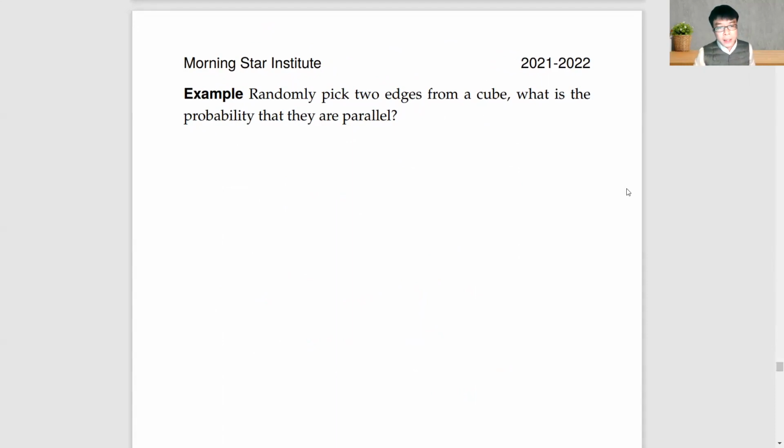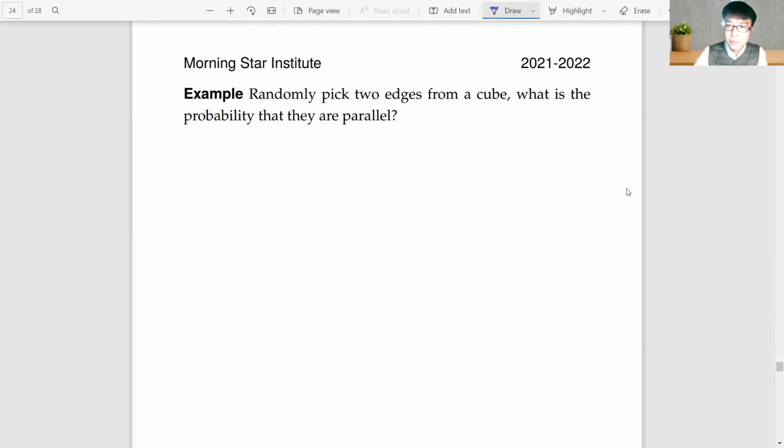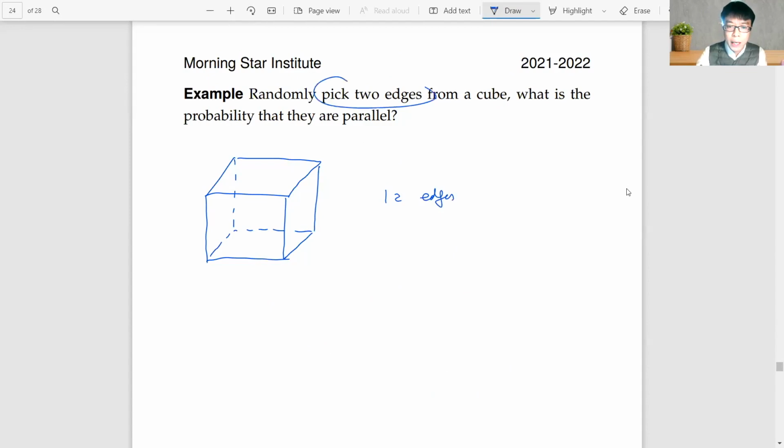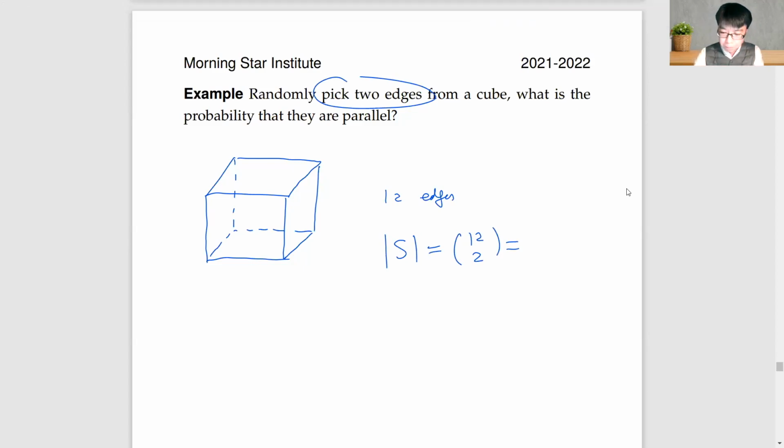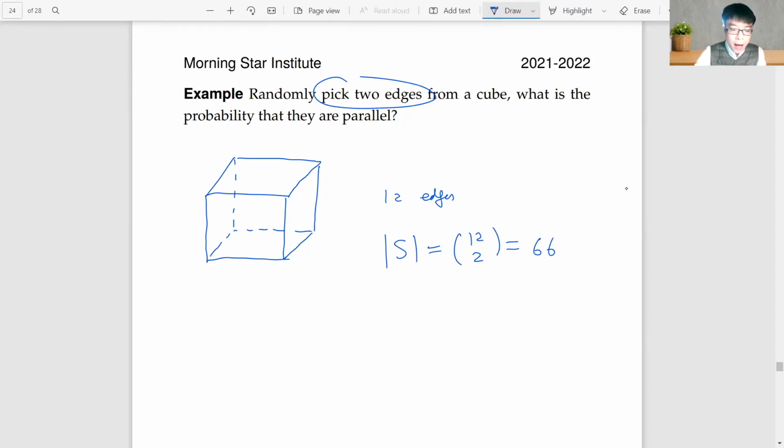Okay, another question is: randomly pick 2 edges from a cube. What is the probability that they are parallel? I'm putting this question here to show some tips in doing AMC8 questions. So for a cube, there are 12 edges, right? We randomly pick 2 edges. So that's the total sample space. We have basically 12 choose 2, that's the total number of ways to pick 2 edges, 66.